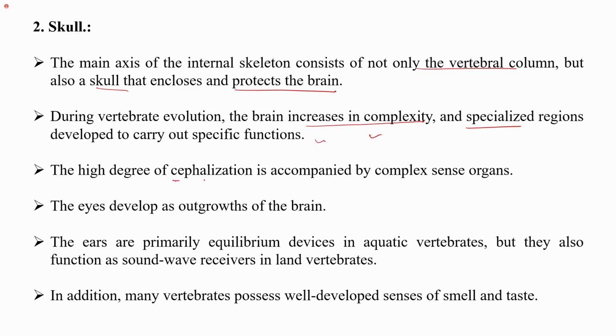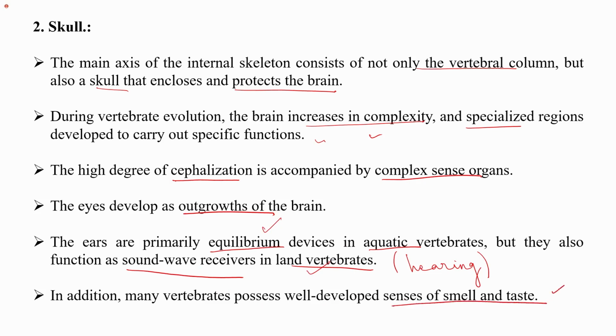The high degree of organization is accompanied by complex sense organs. The eyes develop as an outgrowth of the brain. So now we do not have eye spots, we have proper eyes which are developed. The ears are primarily equilibrium devices in aquatic vertebrates, but they also function as sound wave receivers in land vertebrates, therefore aiding in hearing. So in land vertebrates, it provides equilibrium as well as aids in hearing. In addition, many vertebrates possess a well-developed sense of smell and taste.